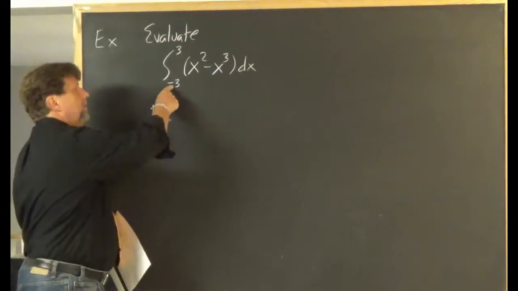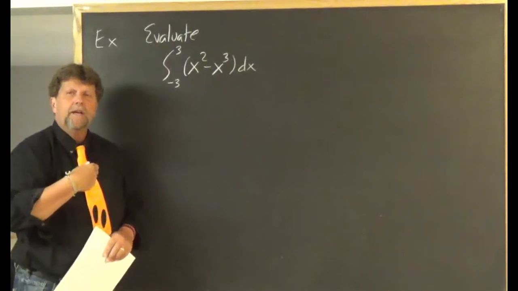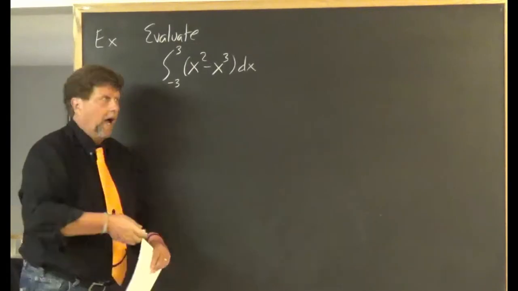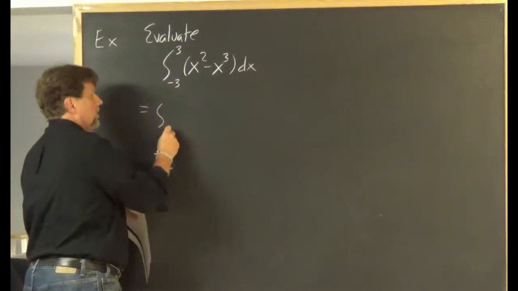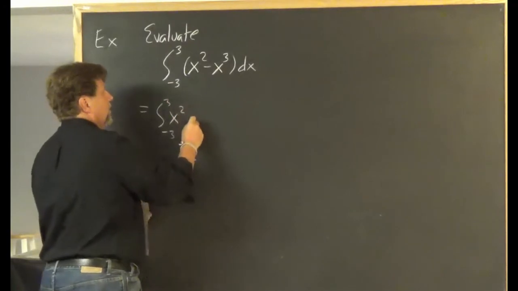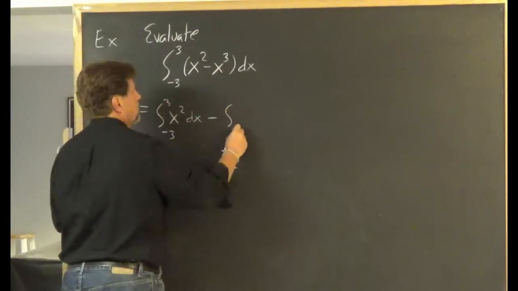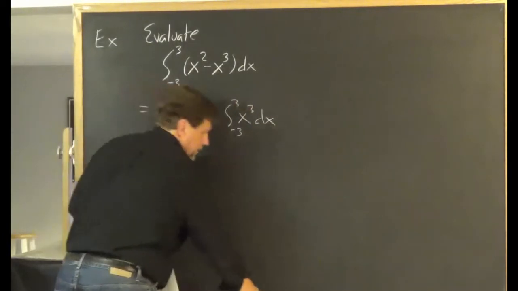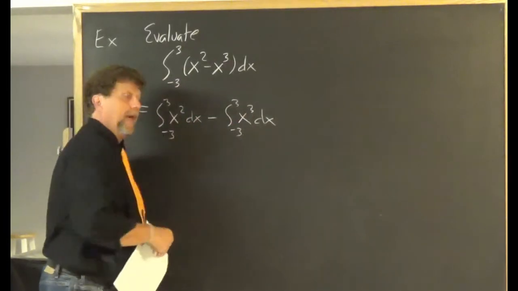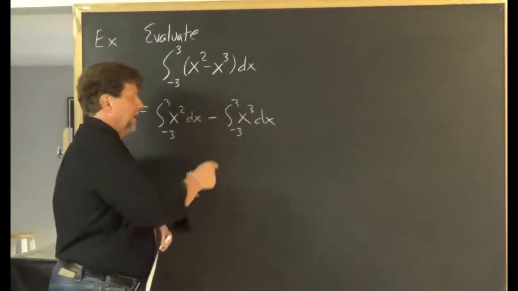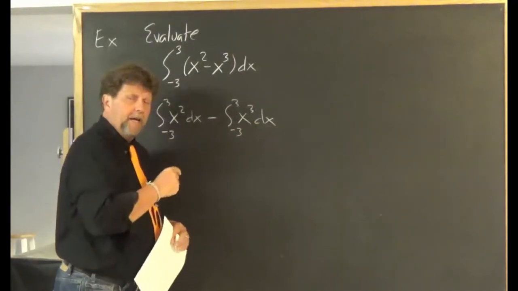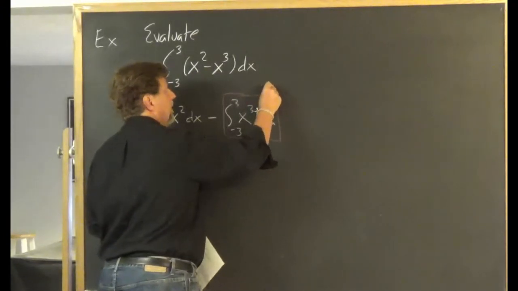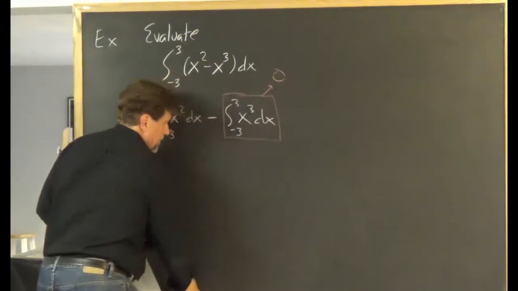First off, the interval negative 3 to 3. Notice that interval is symmetric about 0. So I'm going to split this into 2 integrals. And now I'll make the following claim. x cubed, that is an odd function. So on the interval negative 3 to 3, because it's an odd function, this integral has a value of 0.